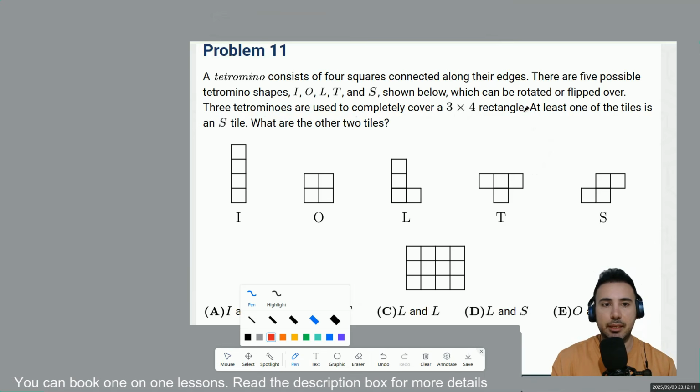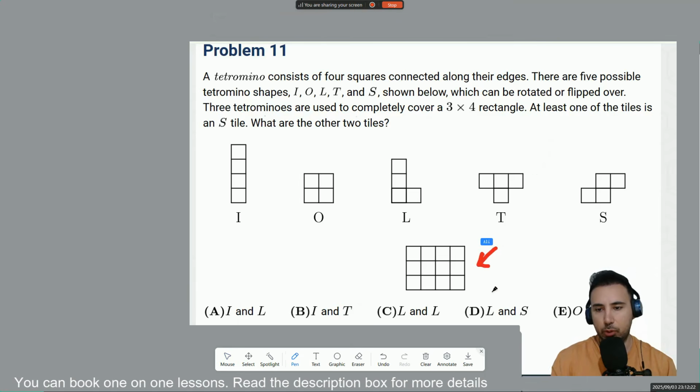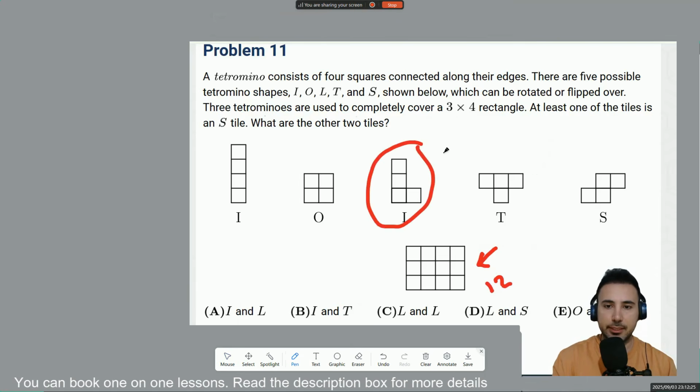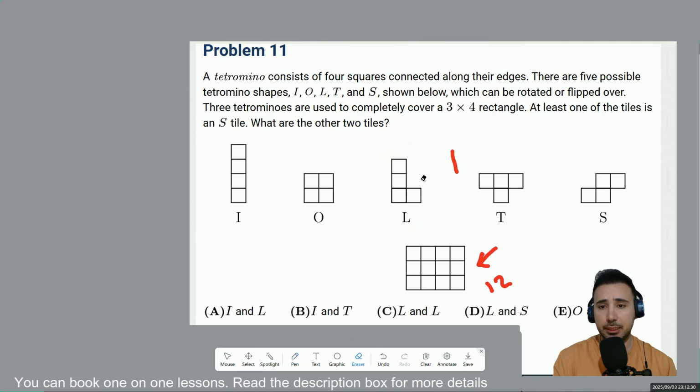At least one of the tiles is an S tile. What are the other 2 tiles? Okay, so how many squares do we have? 12. Every one of these is 4. 12 divided by 4 is 3, which means we only get to use 3 of them, right? Since the question said we have to use one of these, I will write it like this to make things easier. To fill this part, what do we have that could potentially fill this part?